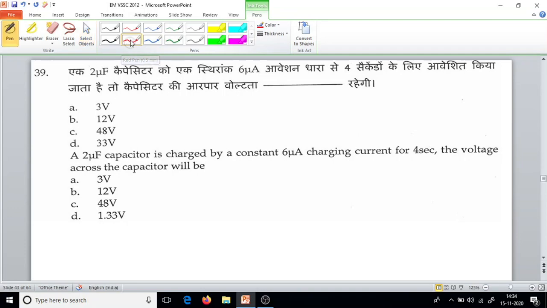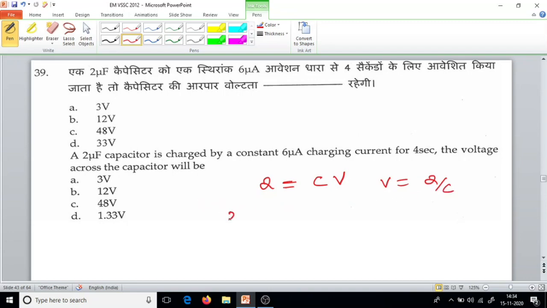Question number 39. A 2 microfarad capacitor is charged by a constant 6 microamps charging current for 4 seconds. The voltage across the capacitor will be? For a capacitor, Q equal to CV. The voltage across C we have to find. We have to find V equal to Q by C.